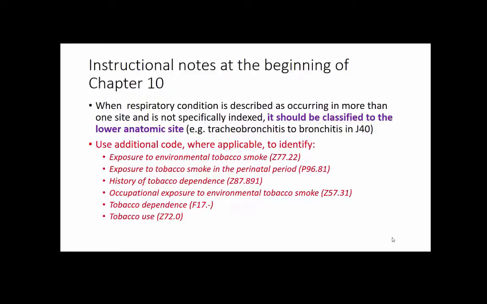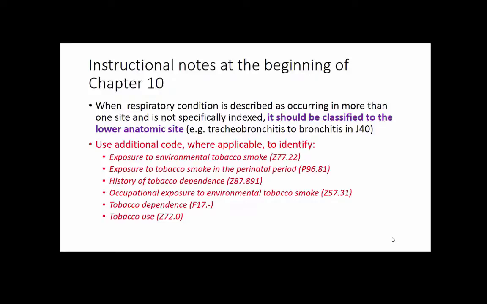If you think of your anatomy, the trachea is above the bronchus, and the bronchi are associated with the lungs. Then you would code the condition of tracheobronchitis to bronchitis. There is no index entry or code specific to tracheobronchitis.